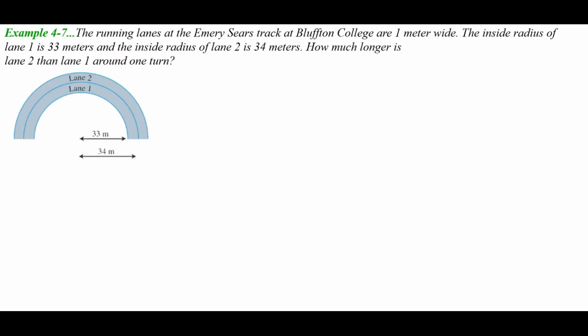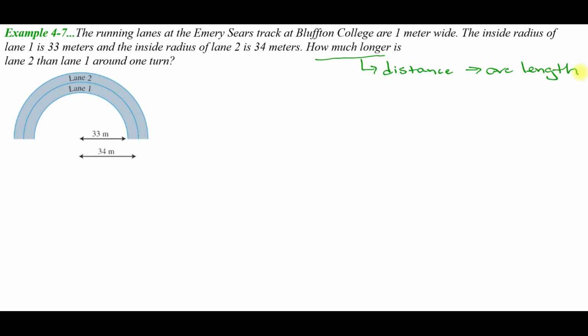Okay, so in this example, we are looking at these lanes on a running track, and they are 1 meter wide. The inside radius of lane 1 is 33 meters, while the inside radius of lane 2 is 34. How much longer is lane 2 than lane 1 around the turn? So how much longer implies that we're doing distance, and distance would imply that I need to use arc length.